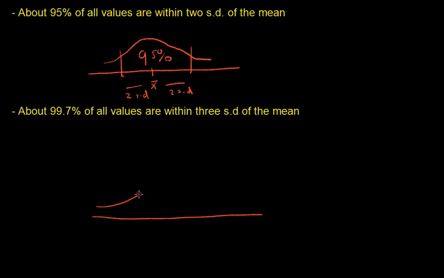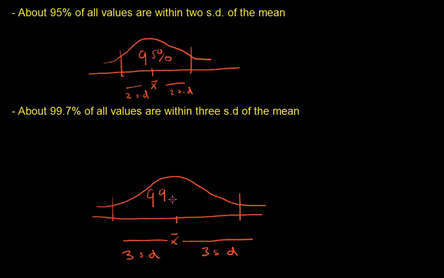If I were to draw this out, 3 standard deviations is going to be pretty far away from the mean. So 3 standard deviations in each direction, and 99.7% of the observations are going to be within 3 standard deviations of the mean.